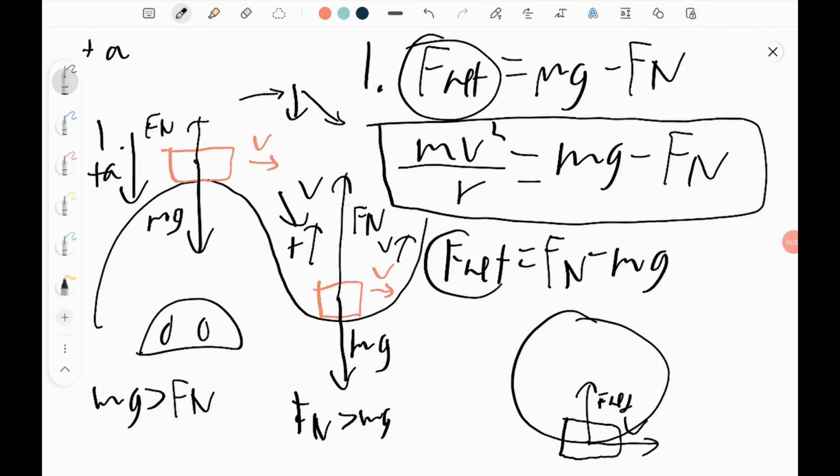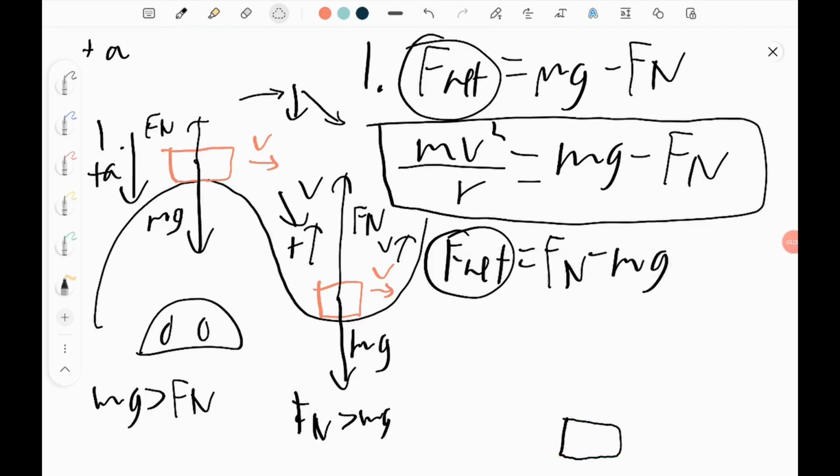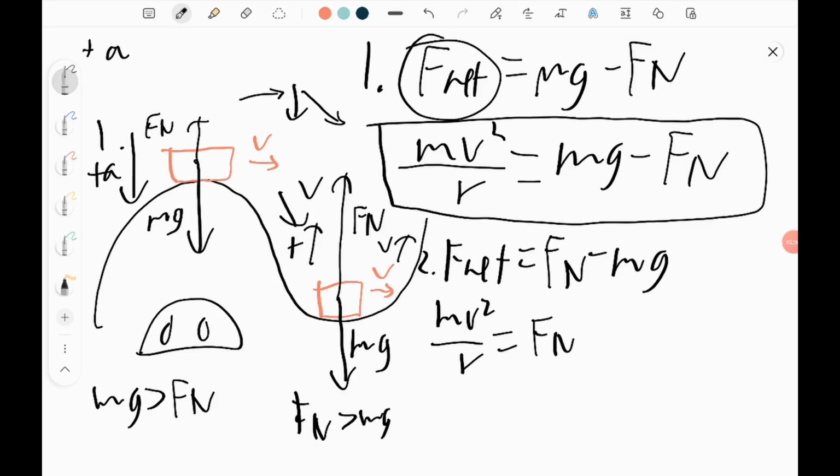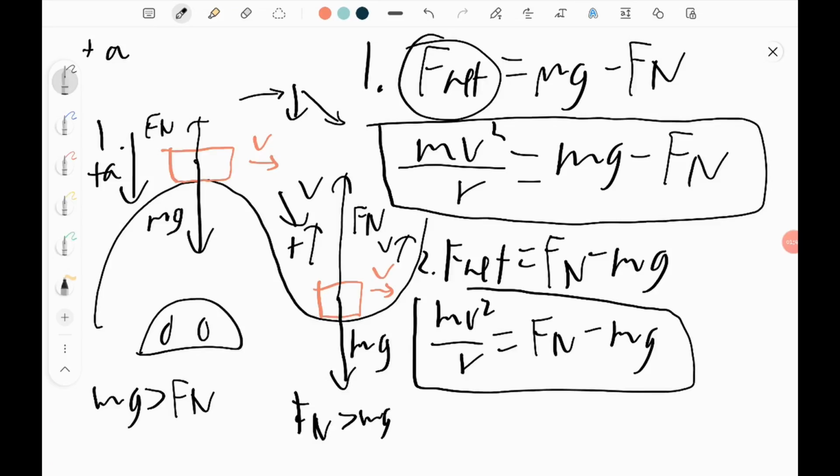And once again, we can set this equal to the centripetal force. So that means we can say that the net force is equal to mv squared over r, once again, case number 2. And it's equal to Fn minus mg. So for case number 2, where you have the car at the bottom of a hill, this is the equation we're going to be using.